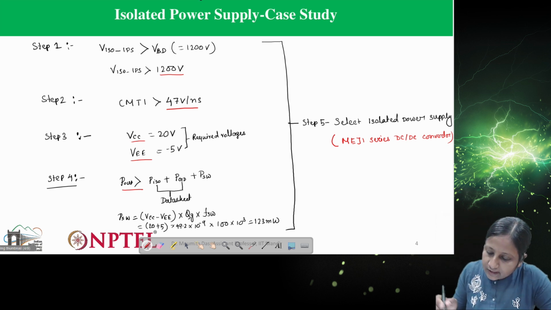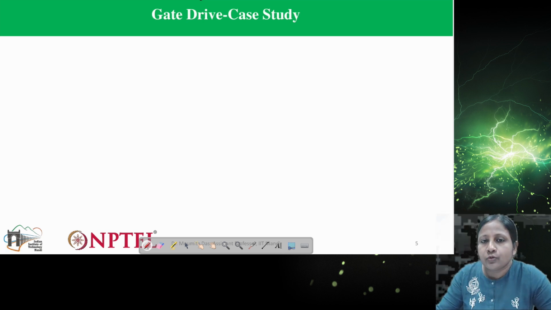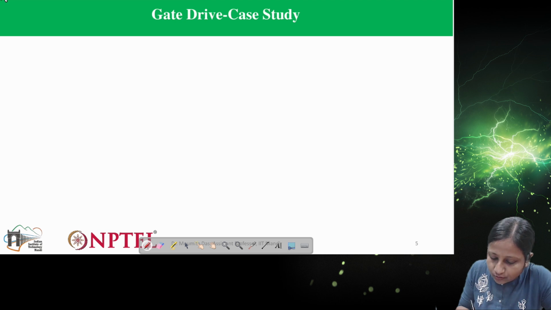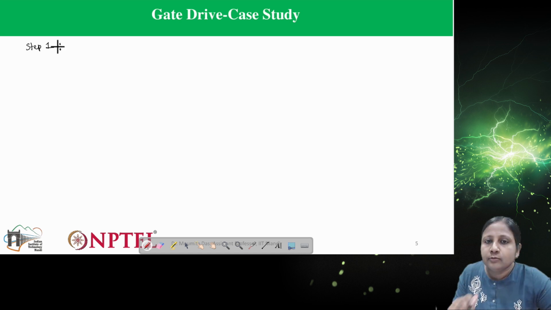Okay, so the next thing is the gate drive. We have the signal isolator, we have the isolated power supply. Now what we have to do is select the gate drive IC. How can we select the gate drive IC? There are also different steps. Step 1: what is the first thing we have to select in the gate drive.